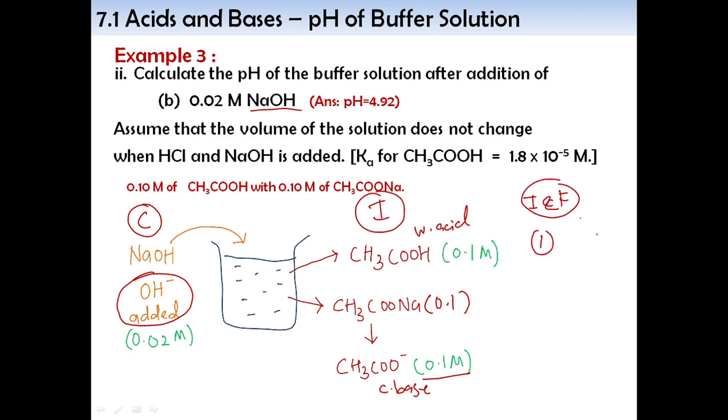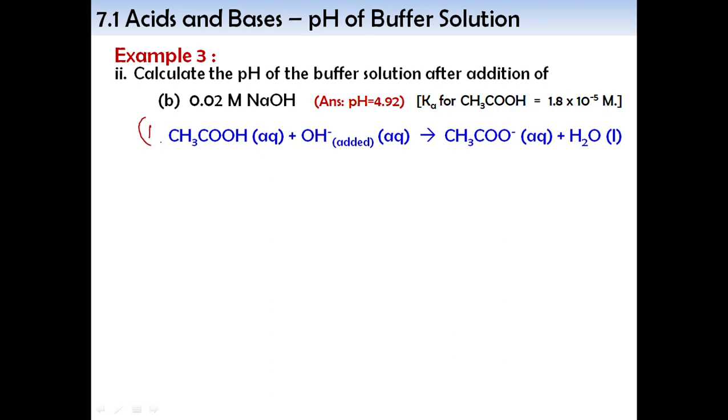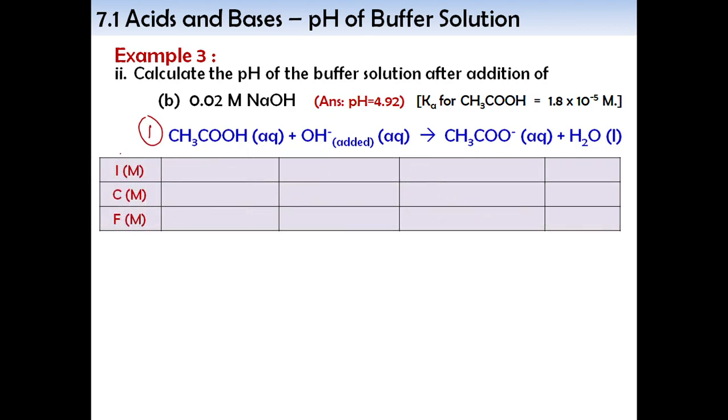First step is for you to write the equation. Okay, sorry. So, you must first know who will consume the OH minus. This is a base, so the weak acid will consume it. Our equation is between CH3COOH and OH minus. So, I'm going to write the equation. My first step is done. Second step is to construct your ICF table in concentration. Initially this is 0.1, and for CH3COO minus, it's also 0.1. For OH minus, you can get it from here, 0.02. H2O is liquid, so it is not included in the ICF table.